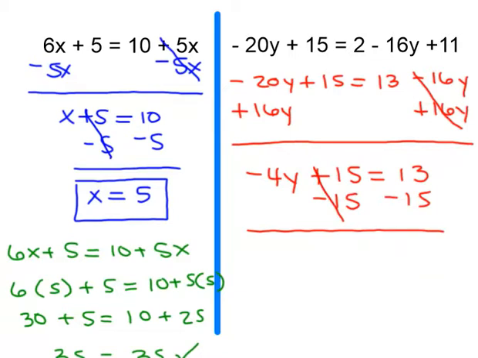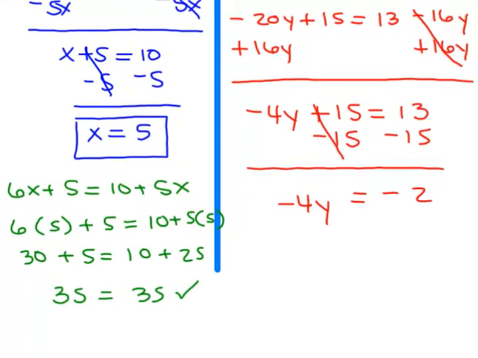These will cancel. 13 minus 15 is negative 2. Bring down the equals, bring down the negative 4y. Now, last time I was lucky enough to have an x. This time I have a coefficient attached to the variable. So I need to divide by negative 4 on both sides.